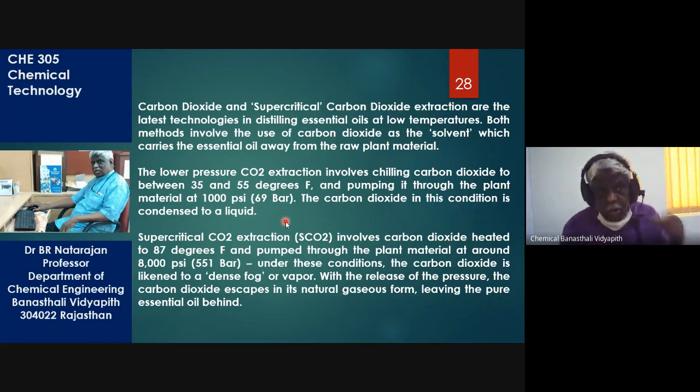Then comes supercritical carbon dioxide extraction, which is the SCO2. This involves carbon dioxide heated to 87 degrees F and pumped through the plant material at 551 bar, high pressure. Under these conditions, the carbon dioxide is likened to a dense fog or vapor. With the release of the pressure, the carbon dioxide escapes in the natural gaseous form, leaving the pure essential oil behind.